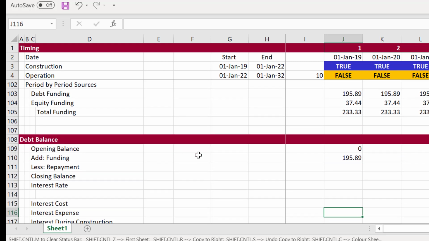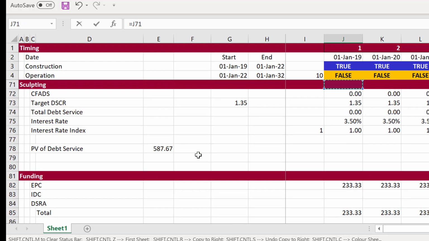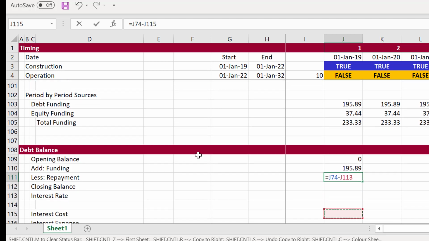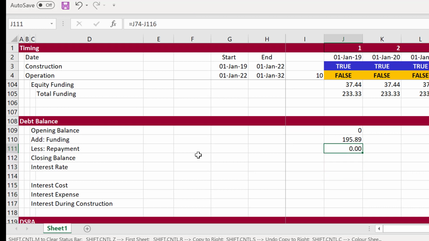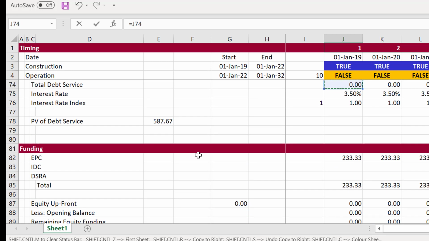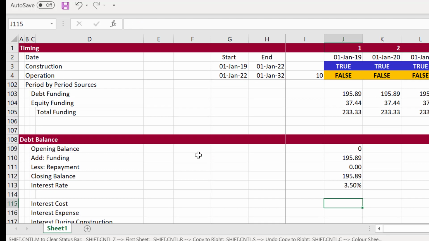And I suppose for this one, it doesn't hurt. We know we're going to have an interest expense down here, and we can take our total debt service that we've computed from our sculpting section and subtract the amount of the interest expense, line 116, and we'll put the closing balance as the opening balance plus this minus this, and we'll put in our interest rate that we've already computed up here. And finally, our interest cost is always the opening balance multiplied by the interest rate.